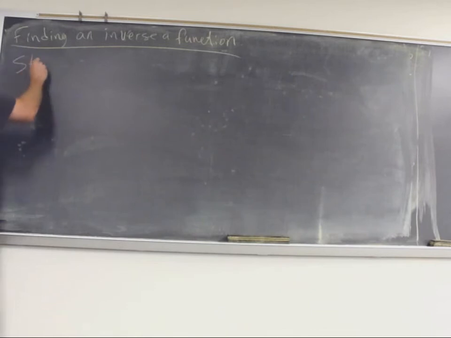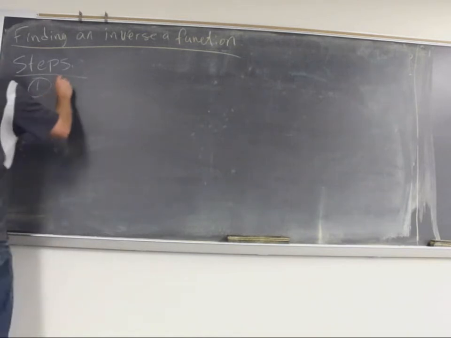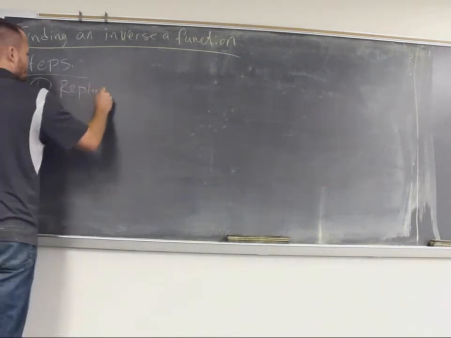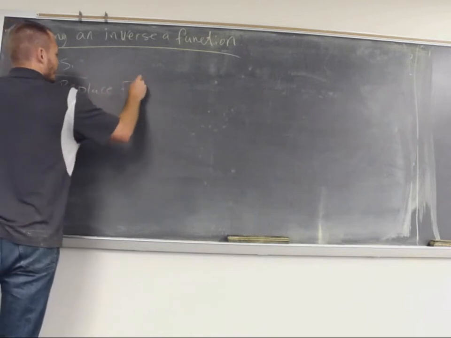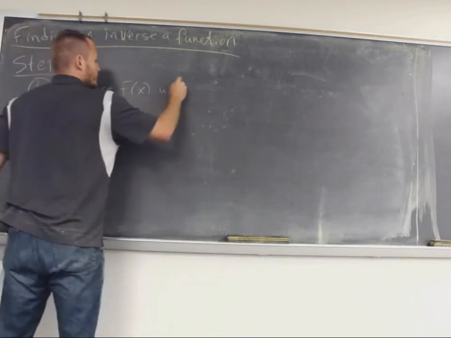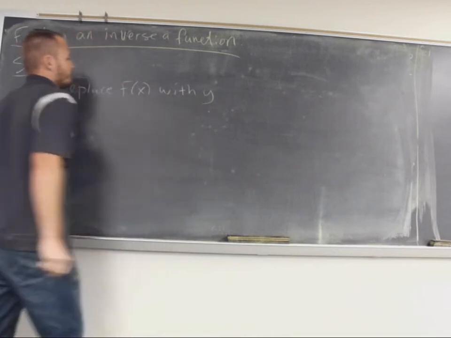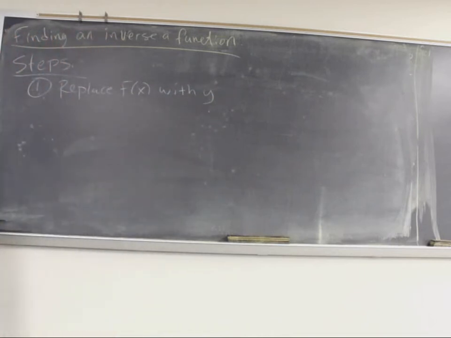So here are our steps. Step 1, we want to replace f of x with y. Remember, function notation states that f of x and y are the same thing. Replacing it with y here will help us in the long run. We'll eventually replace y with something else, but we'll get there.